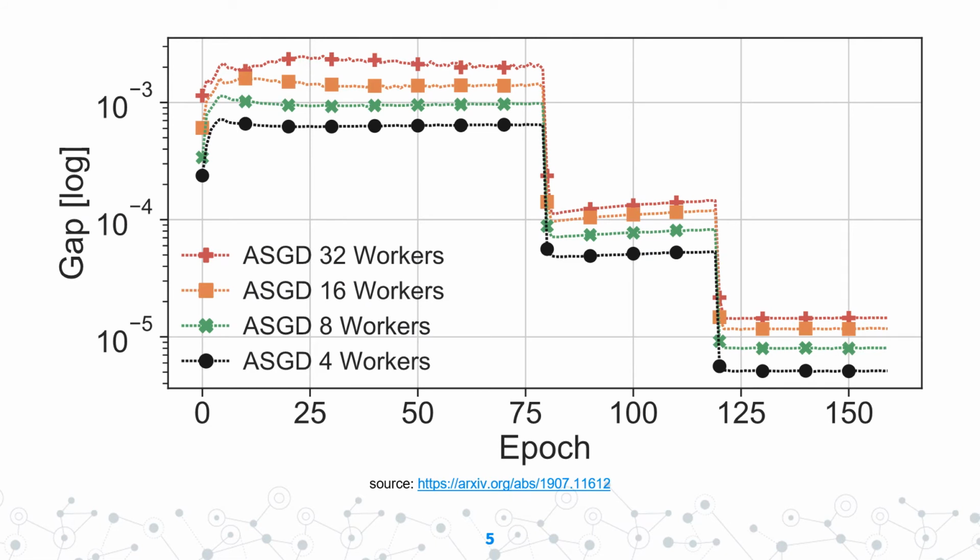Here, we see a plot of the gap when training a ResNet-20 architecture on the CIFAR-10 dataset. The y-axis represents the gap, and the x-axis is the epoch. We see that increasing the number of workers increases the gap, which in return reduces the gradient accuracy. This severely limits ASGD's scalability when trying to reach high final accuracy and fast convergence.